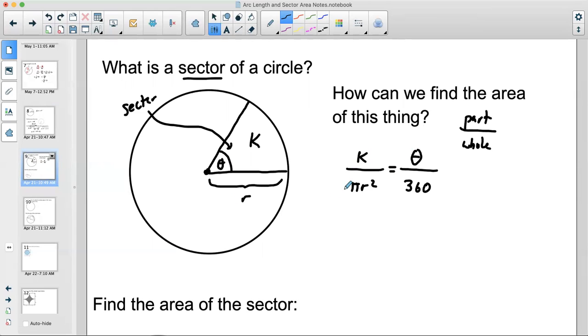Should you memorize these formulas? Maybe. What you should do is understand why they are the way they are. Part over whole equals part over whole. Theta is part of the angle. 360 is the whole angle. K is part of the area. Pi r squared is the whole area.